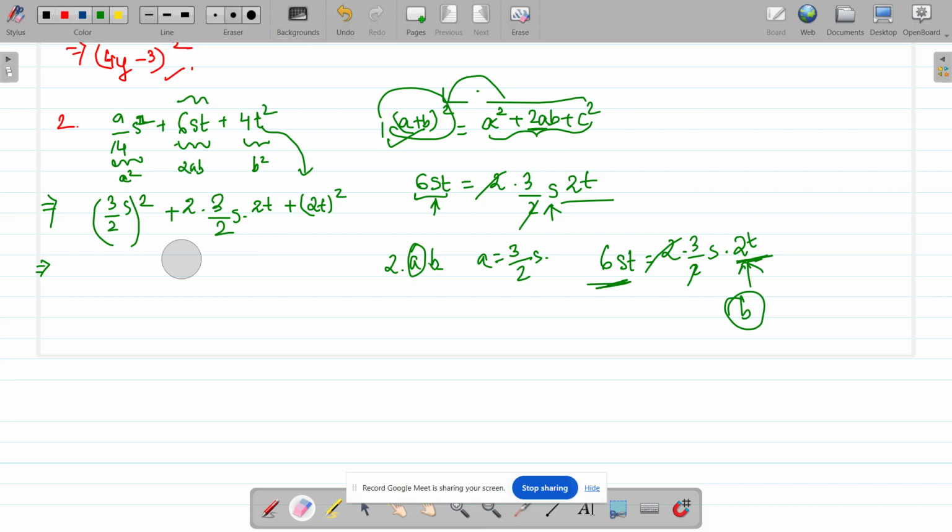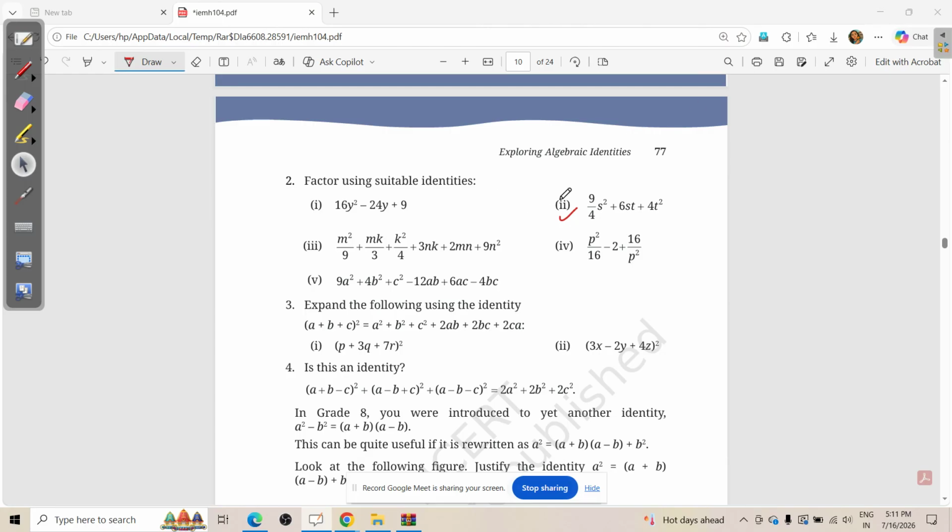So what will the formula become? Tell me. It becomes a square plus 2ab plus b square, and a here is 3 by 2 s and b is 2t. We can write it as (3 by 2 s plus 2t) whole square. Do you understand this? Okay. So the second one is also completed. Third one, see. In this we can see there are so many terms, right?